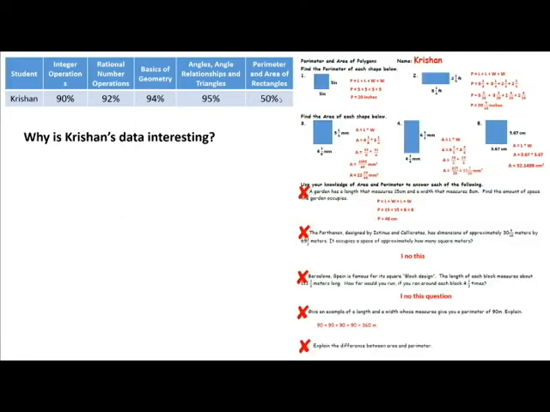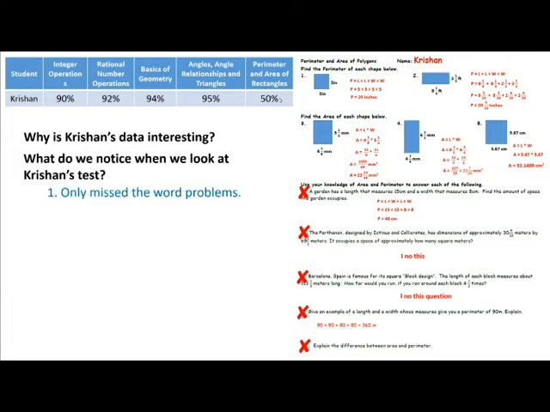Here's Krishan's data. Notice that Krishan also scored below what we would like to see on the perimeter and area of rectangles assessment. When you look at his data as a whole, do you see anything interesting? Here's his assessment. Do you notice anything there? If you need a second to pause and think about this, certainly please take a moment and do that. I don't want to just sit here in silence for the video.